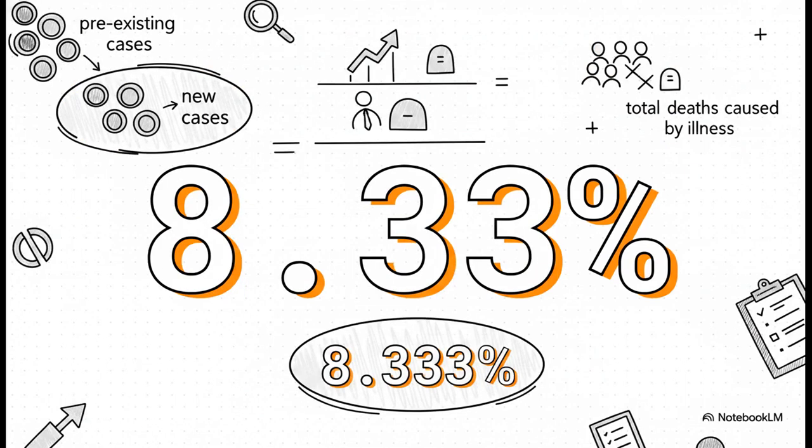Next up, let's find the case fatality rate for this autoimmune condition. We take the 100 total deaths caused specifically by the illness. Then we divide that by the exact total number of individuals who actually had the disease during that year. That's our 1,000 pre-existing cases plus our 200 new cases, giving us a strict denominator totaling 1,200. So 100 divided by 1,200 gives us a case fatality rate of 8.33%.